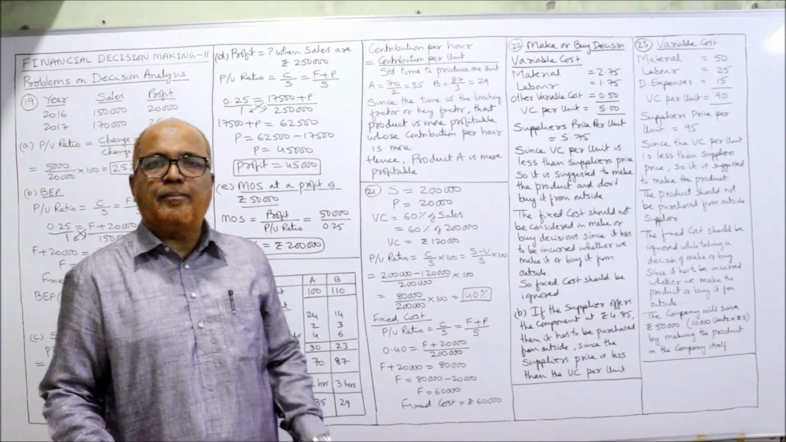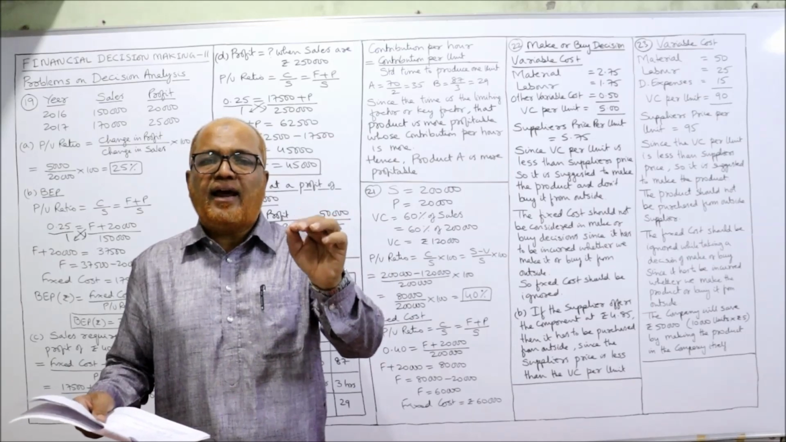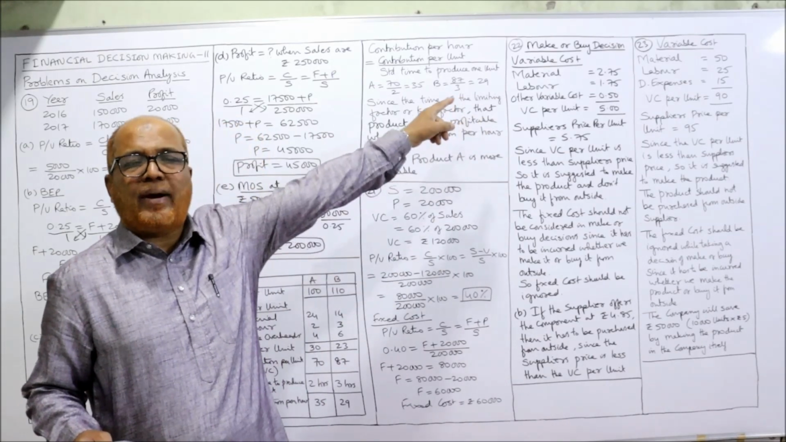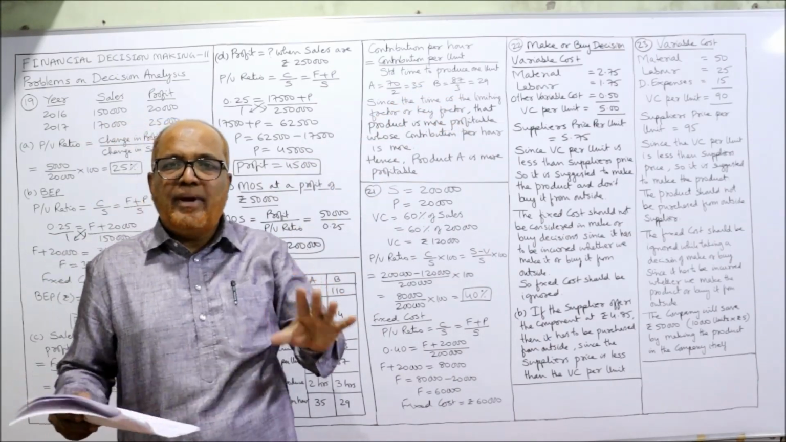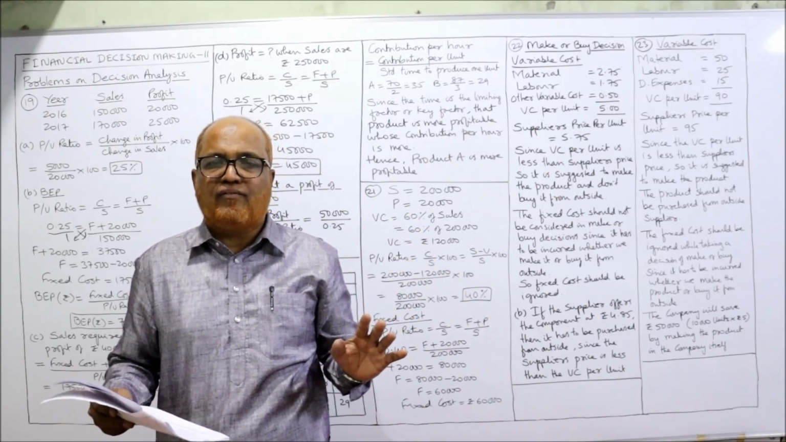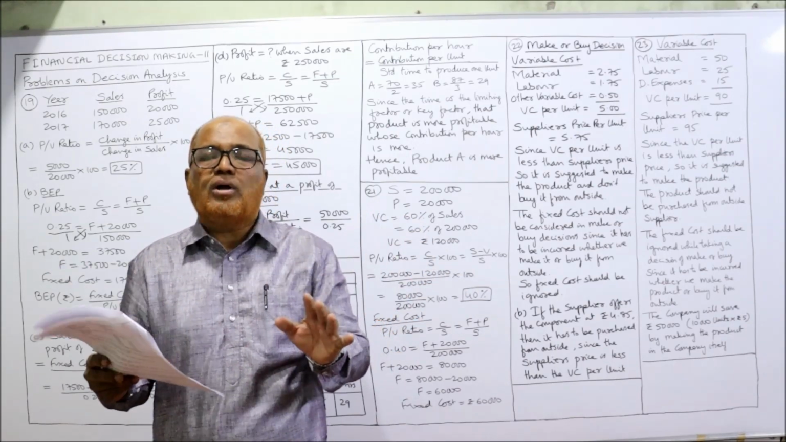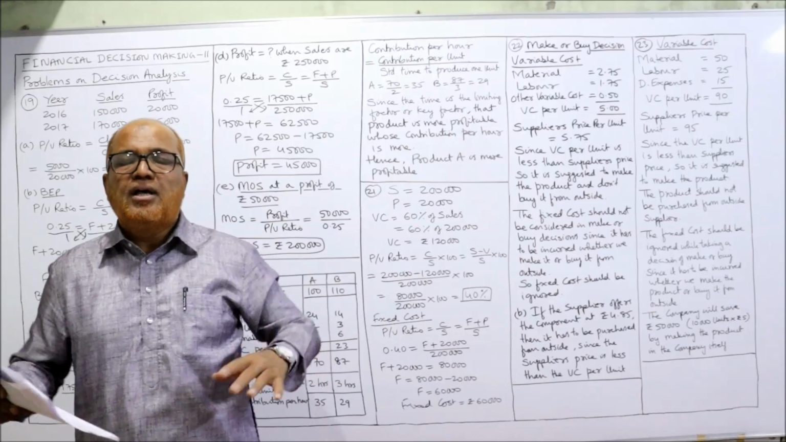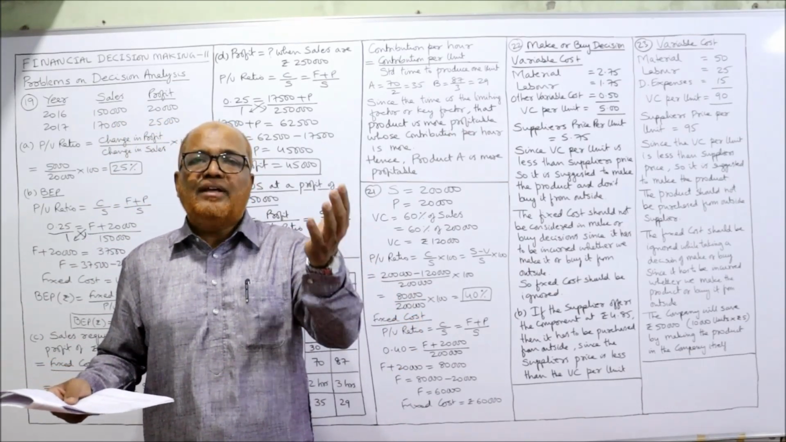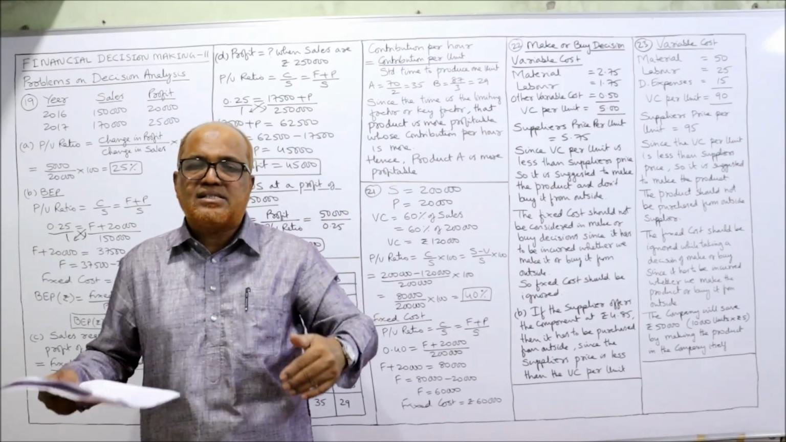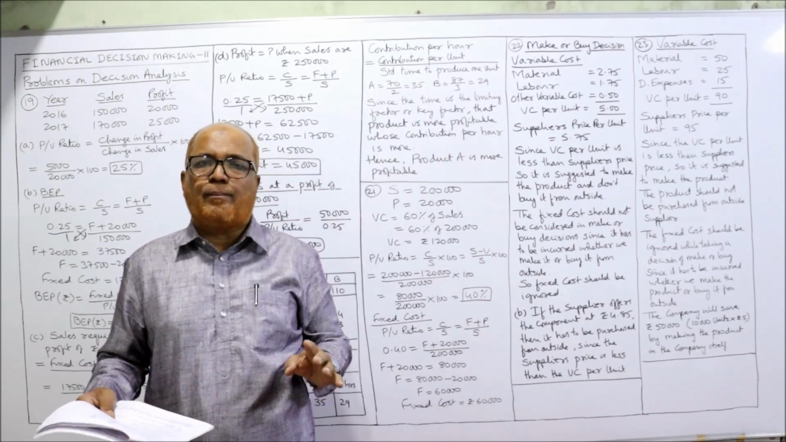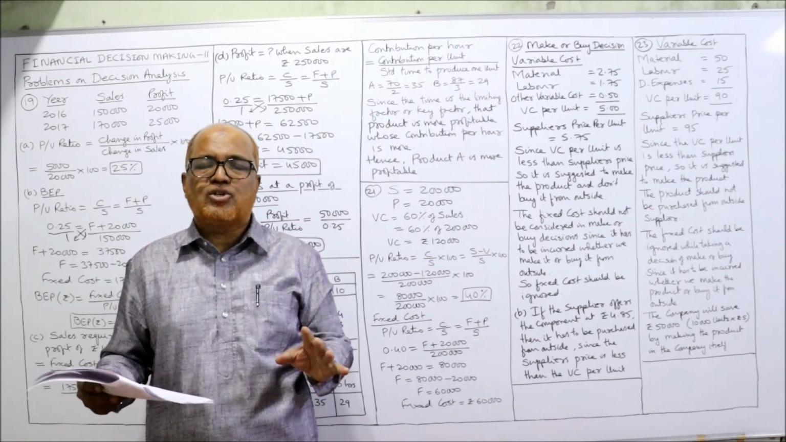Now 22nd problem. This 22nd and 23rd, these two problems are on make or buy decision. So this make or buy decision is very, very important from examination point of view. So watch with full concentration this make or buy decision. Sometimes a company, a business is confronted with a problem whether to make the component ourselves within the company or should we buy it from the outside supplier. This is called make or buy decision.